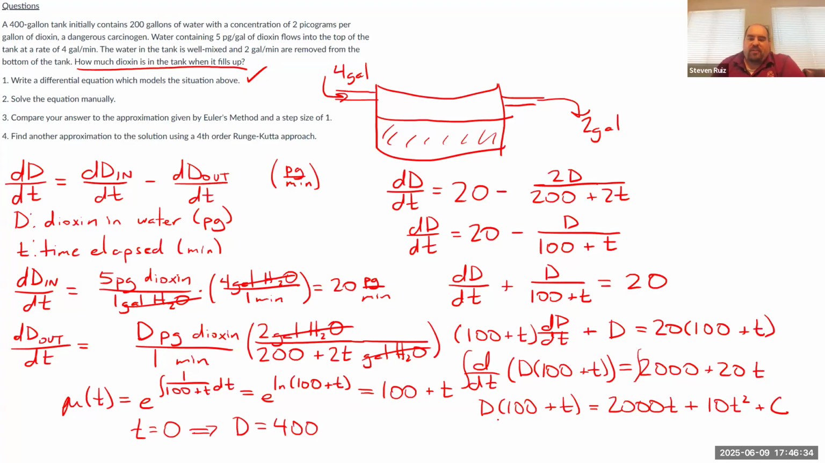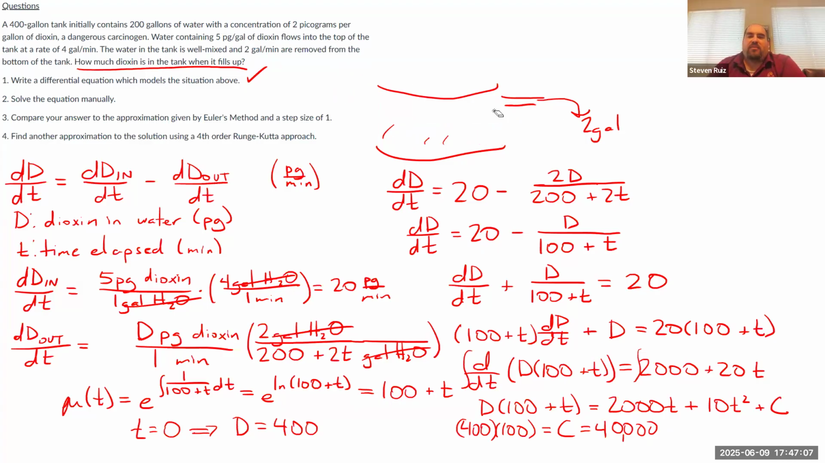So let's plug in those values. I have d times 100 equals 2000 times 0 plus 10 times 0. Oh, why did I not do that? D equals 400. 400 times 100 equals C. So C equals 40,000. All right, so I did not budget my space enough here. Hopefully you'll agree that my bad drawing has served its purpose.